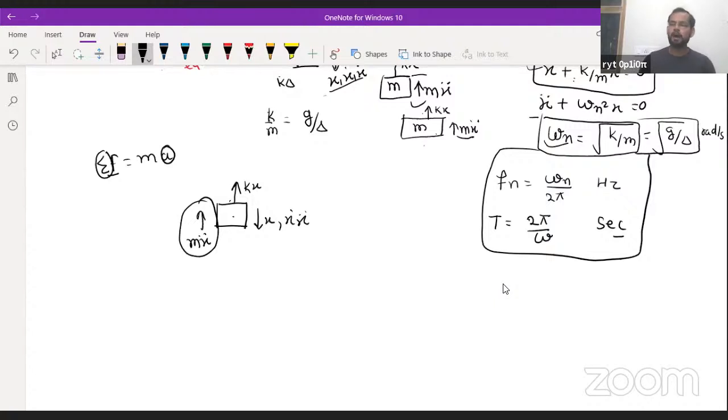Fine. Now again we are going to derive the equation of motion with the help of the energy method. Now, what is the energy method?